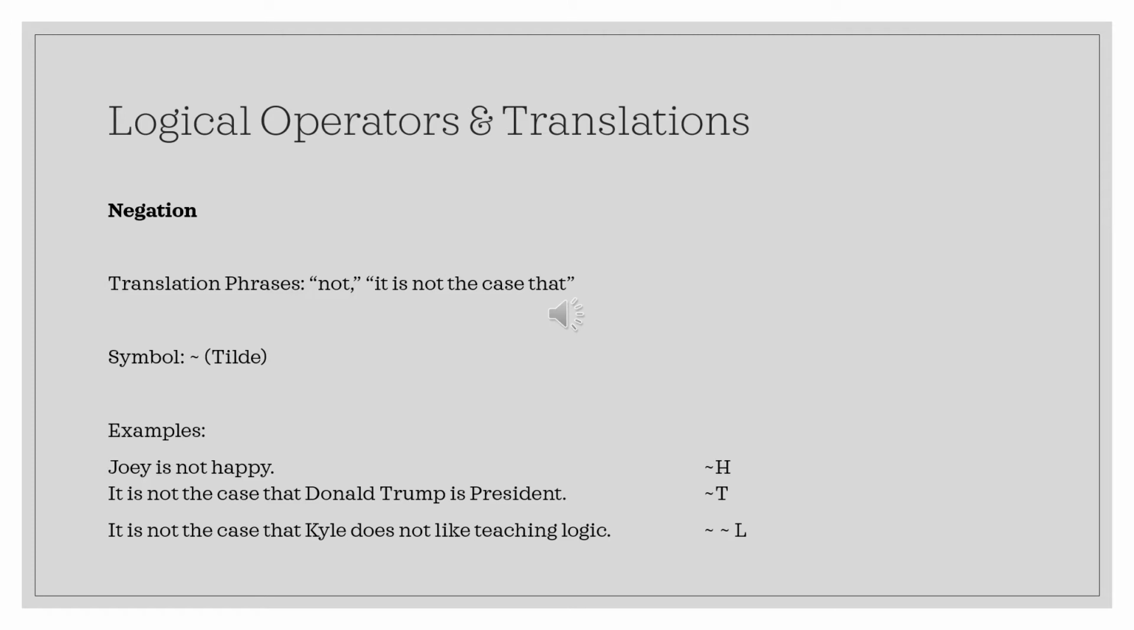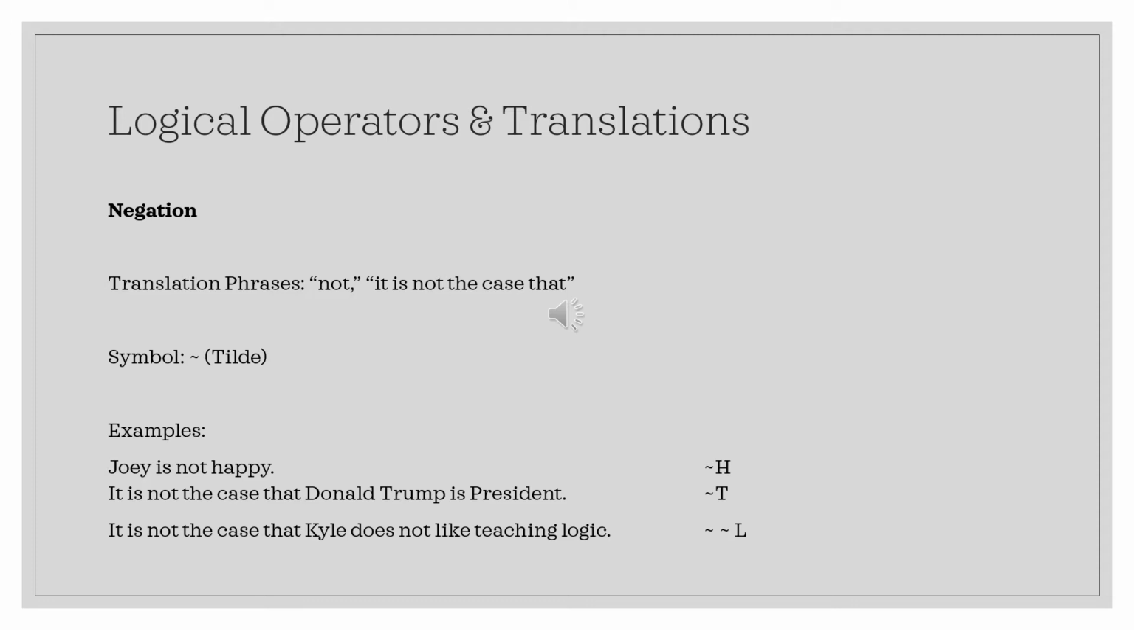So we're going to go through each of the logical operators. Negation is a really simple logical operator, right? It translates phrases like the phrase "not," found oftentimes in the middle of a sentence, or the phrase "it is not the case that," which is often found at the beginning of a sentence. These different kinds of phrases can be translated into our logical symbol, the tilde. And here's a few examples, right? So Joey is not happy can be translated as not H. It is not the case that Donald Trump is president can be translated as not T.